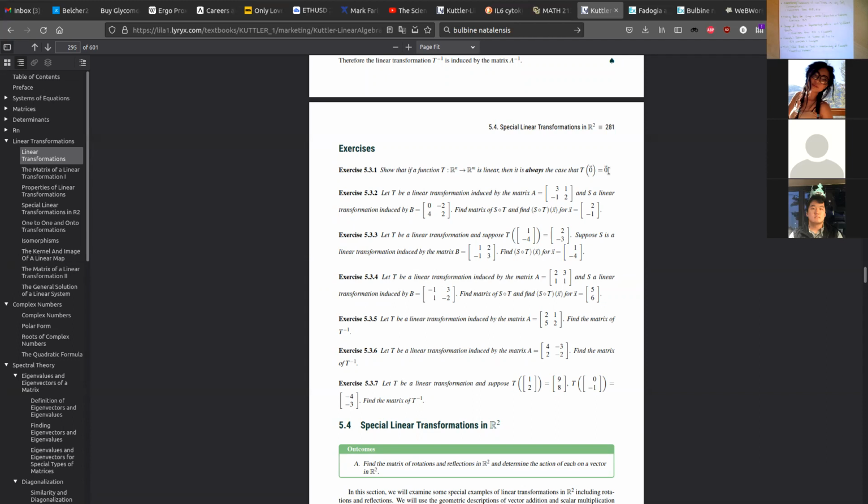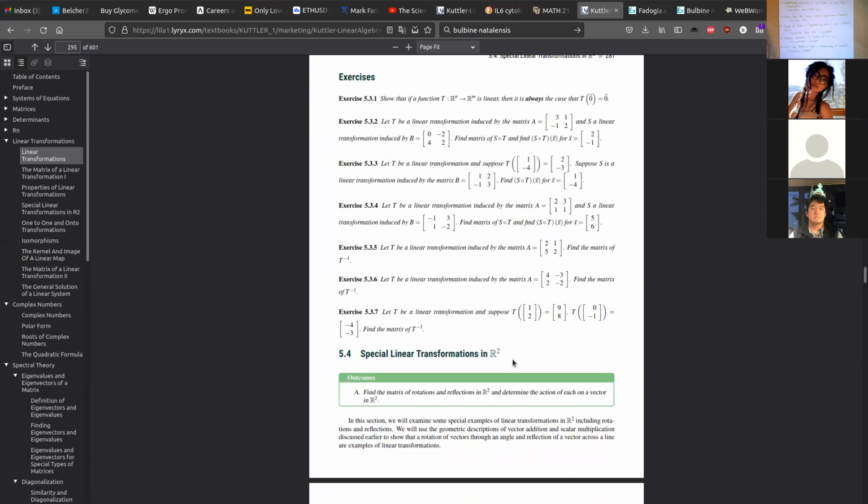And you can see these problem sets. You're given a matrix, another matrix, find the matrix of compositions and find out how it acts on a vector. You know, matrix multiplication, and then another matrix multiplication by acting on the vector. You've got a few of those types of problems here. Given a matrix, find the inverse. That you guys know how to do.